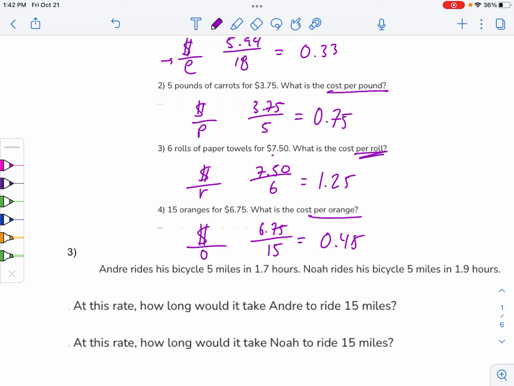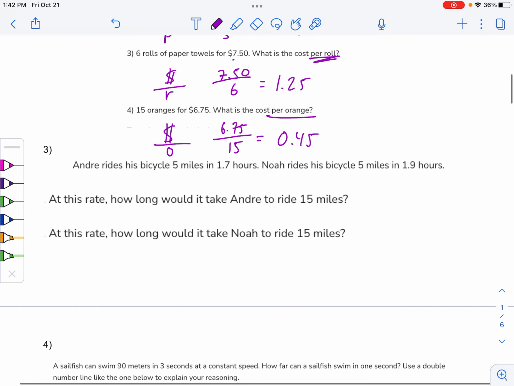Wow, that's a terrible 5, but there we go. Oh, looks so good. All right, what if I say unit rate? Division showing up with unit rate. Let's move along. Number 3.